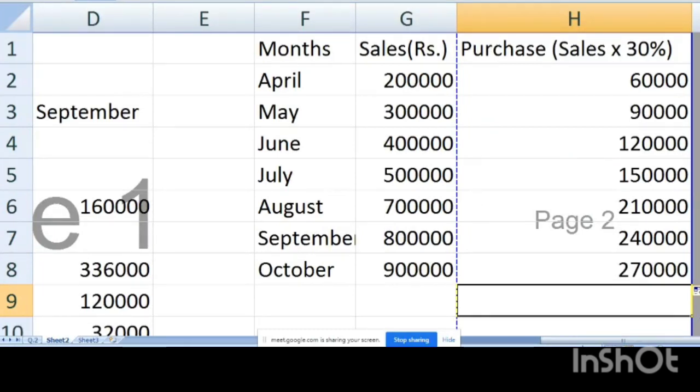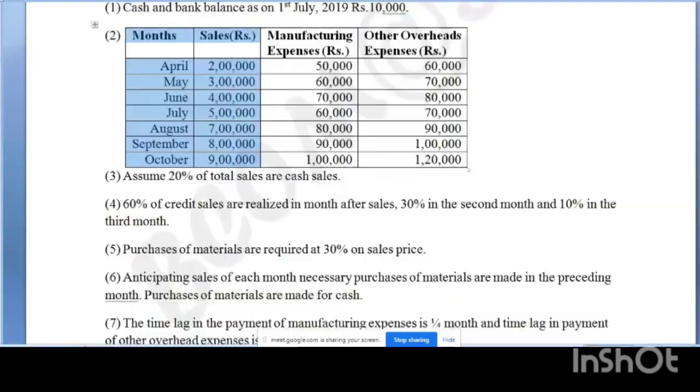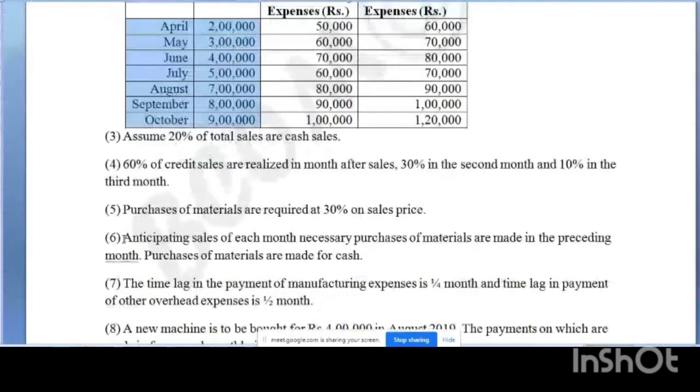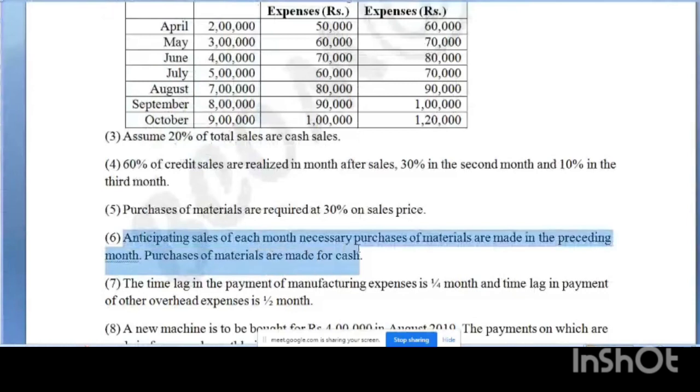Okay. Now after getting this purchase, let's see what the point is given. Point number 6, anticipated sales of each month, necessary purchase of material are made in preceding month. Preceding means what? Preceding month means 1 month before. And purchase of material are made for cash. Correct. So here is the purchase.